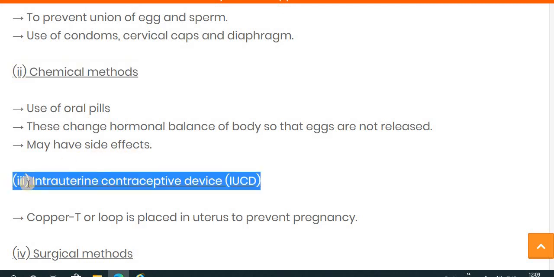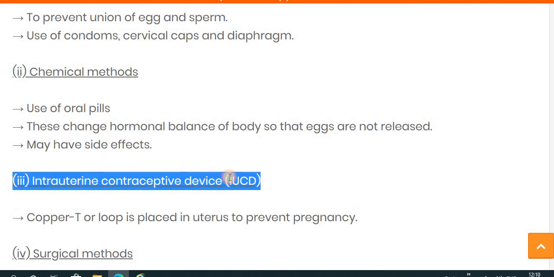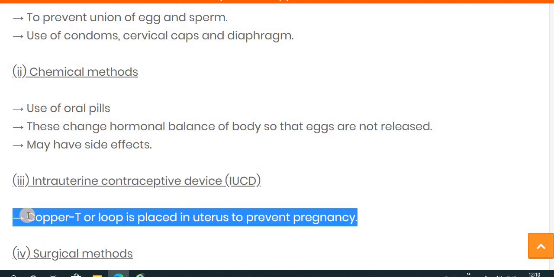The third method is the intrauterine contraceptive device, that is IUCD, the copper T or the loop, which is placed in the uterus to prevent pregnancy. Here, the full form of IUCD is intrauterine contraceptive device. If asked to write down the intrauterine contraceptive device, then the answer is copper T or a loop. The copper T or the loop is placed in the uterus to prevent pregnancy.